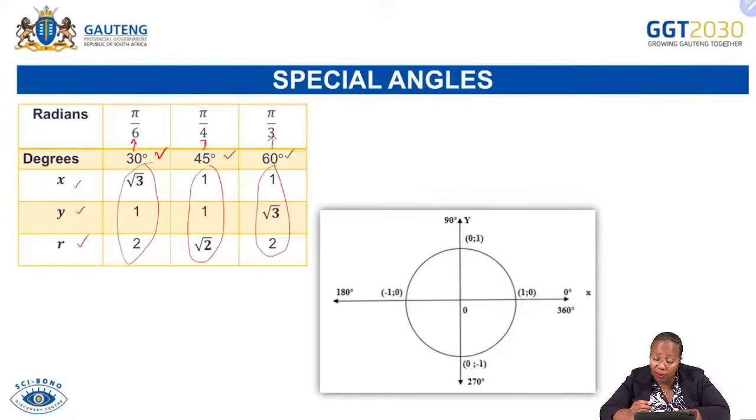Don't stress about the values there. And then we have our unit circle there. The unit circle, now we have the angles at 0 degrees, 90, 180, 270, 360. And then this will have coordinates (1, 0), (0, 1), (-1, 0), and (0, -1). So these are the special angles, grade 12, that you will be using.